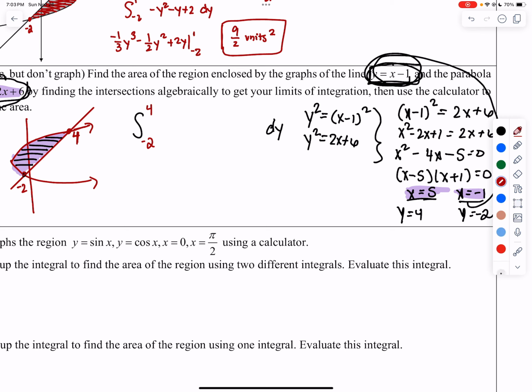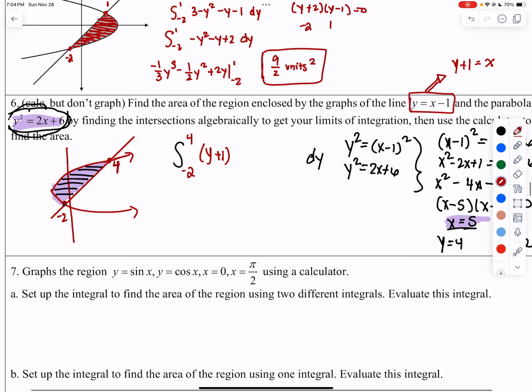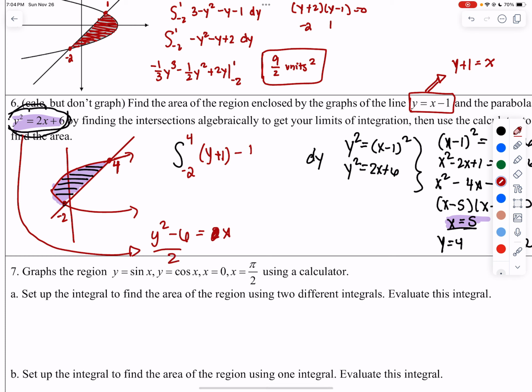So my right is going to be my line, which is y is equal to x minus 1. Now, because this has to be in terms of y, I need to solve this for x. So that's going to be y plus 1 is equal to x, so that I get my line in terms of y. Same thing for my y squared is equal to 2x plus 6. I'm going to have to solve this for x. So I'm going to subtract 6, then I'm going to divide by 2. So that's going to give me 1/2 y squared minus 3 dy.